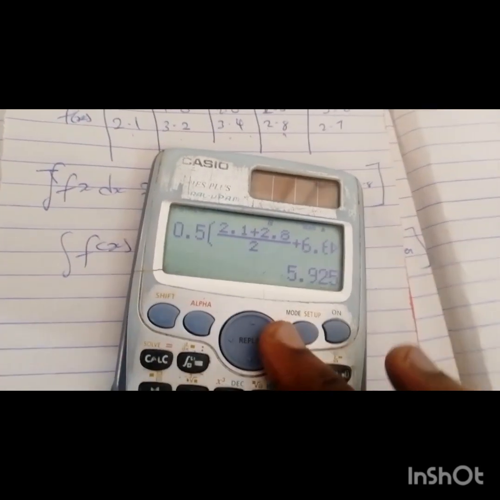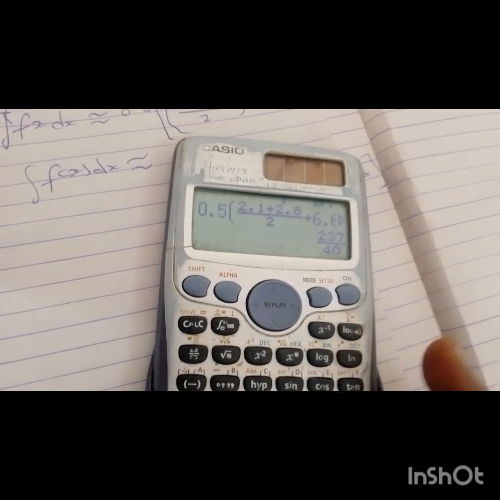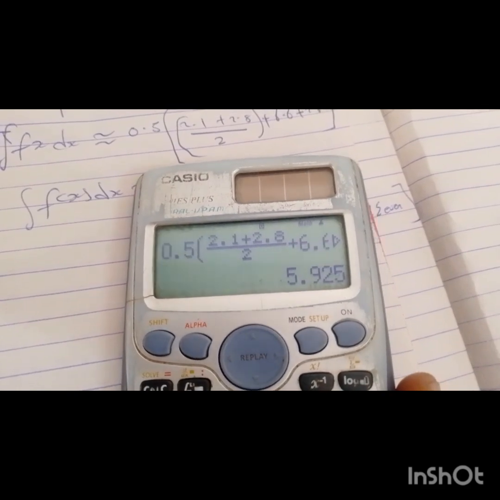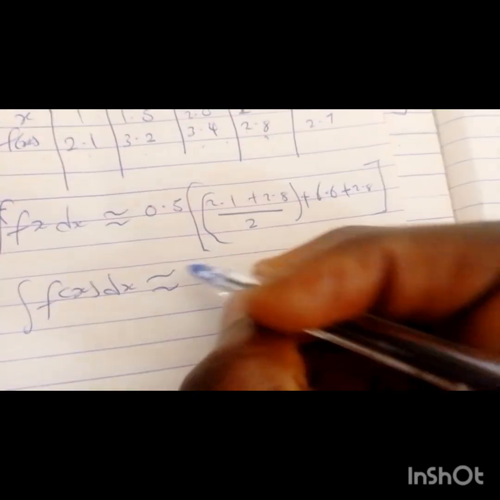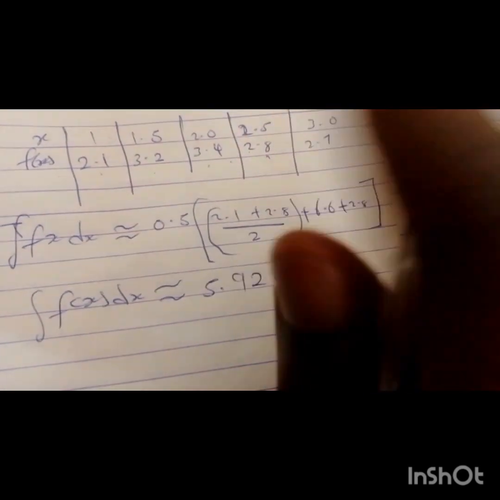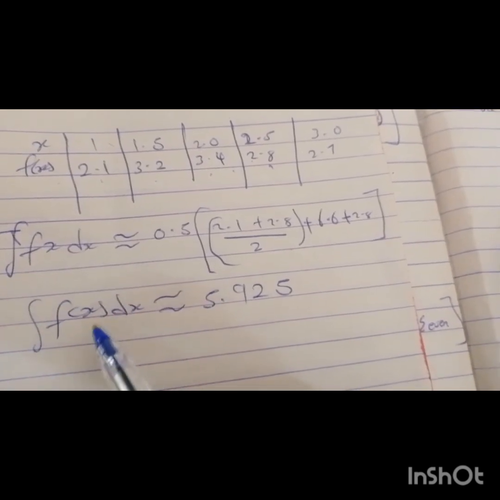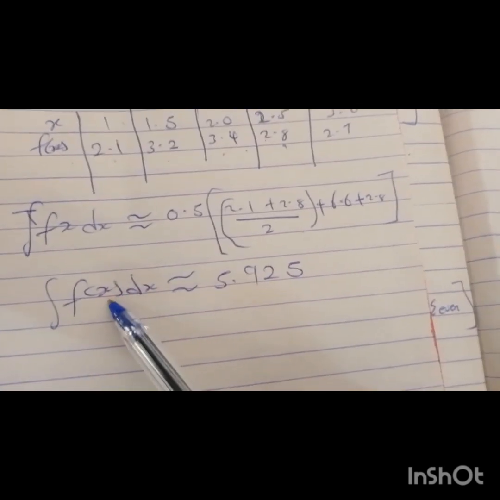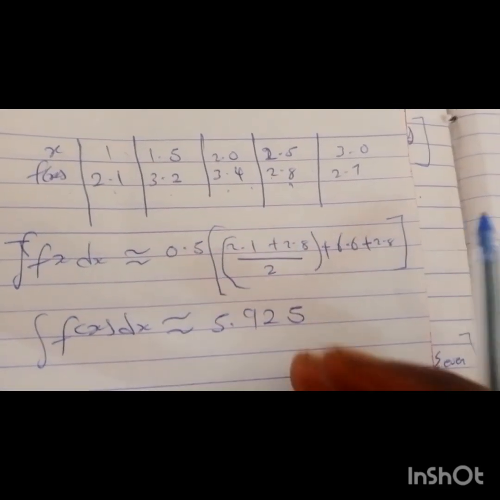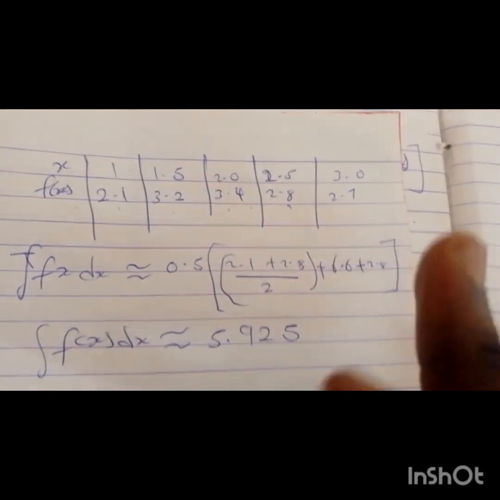into the calculator, we have 0.5, and that's right. So let me just enter an equal sign. We have this, so this gives us 5.925. So you put down your answer, that would be 5.925. We don't know the unit, we don't know if it has a unit at all, so we just leave it. So that means that the definite integral of this function is approximately 5.925 in that range, right?